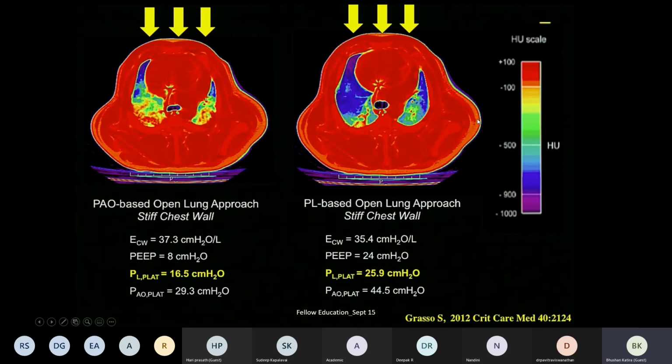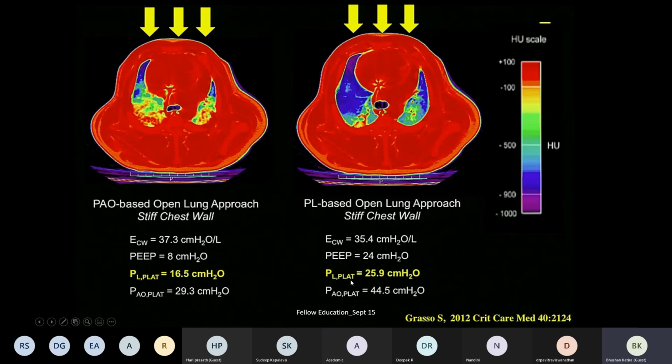In CT literature, this is called non-aerated, poorly aerated, normally aerated, and hyper-aerated regions. This is how it gets defined, and therefore those markings. So you can see that the amount of non-aerated and poorly aerated areas is quite a lot, despite you giving a PEEP of 8 and a plateau of 29. So at the bedside, you think it's all good, but probably it is not that good. This patient, or a similar patient, is hypoventilating.